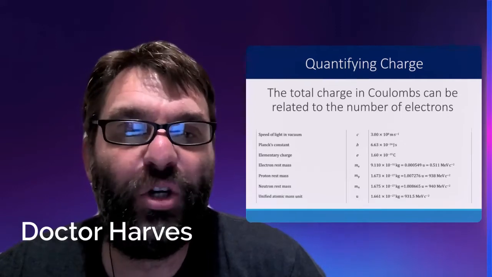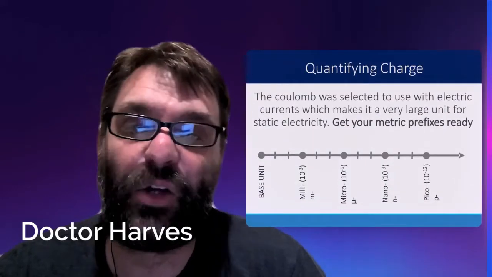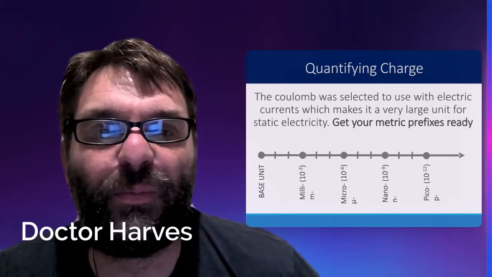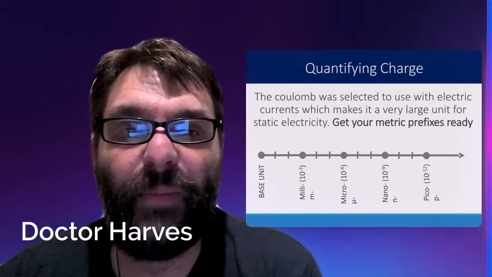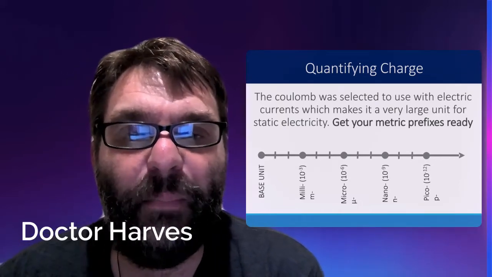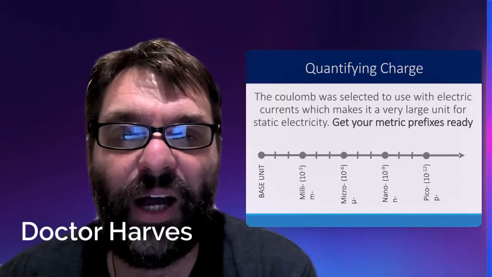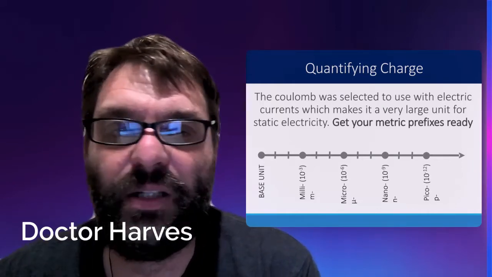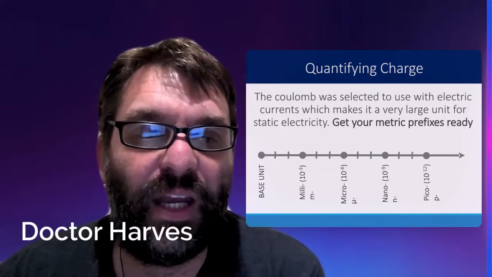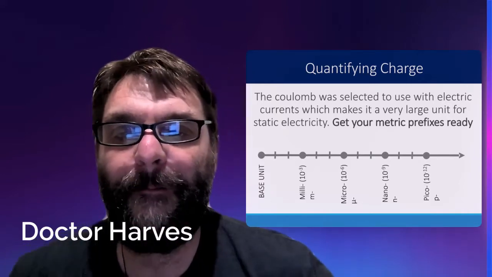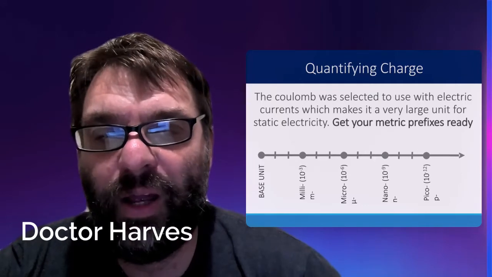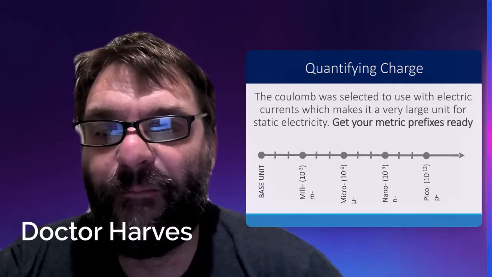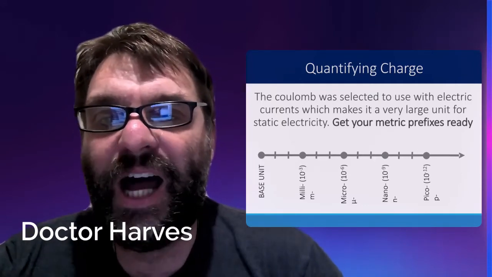Not much. So when you're dealing with static electricity, you're dealing with those kinds of small numbers, so you have to get used to your metric prefixes. For example, milli is times 10 to the negative 3, micro is times 10 to the negative 6, nano is times 10 to the negative 9, and pico is times 10 to the negative 12. Next lesson we'll look more at the electrical fields that form from these charge differentials.